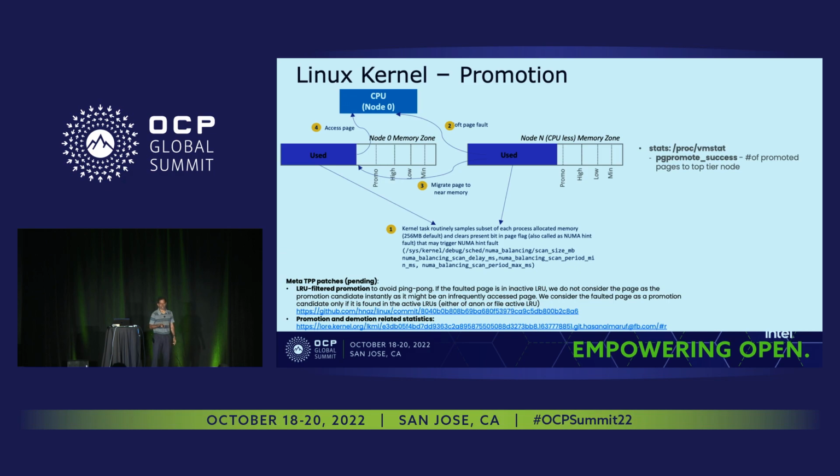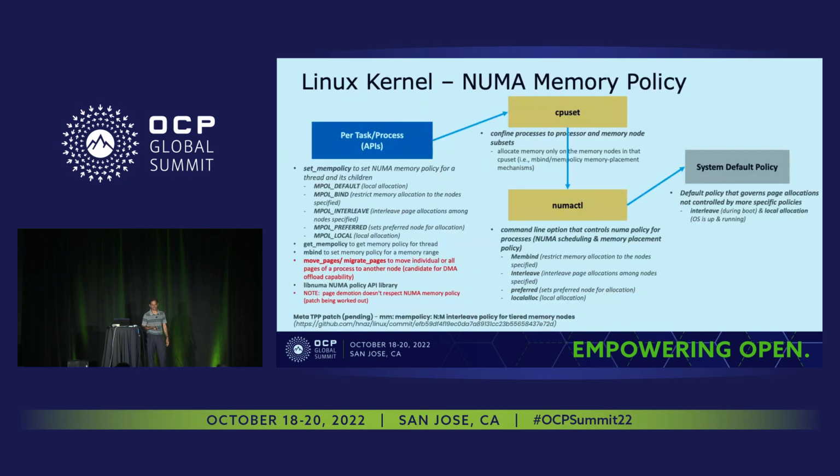Promotion aspect. In the promotion, a kernel task routinely looks at a portion of data and marks them as soft page faults. When the CPU tries to access the page, it hits the page fault, and based on the location of the page, it may trigger the migration of the page closer to where your compute is. In this case, if the page is in the CXL buffer, the page fault triggers the migration from the CXL buffer to the near memory, which is host DRAM, before the page is accessed and executed on top. So that is the promotion aspect.